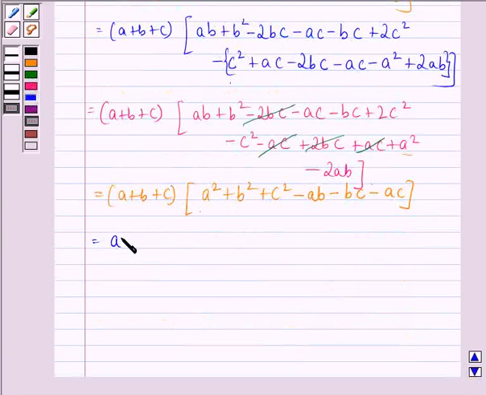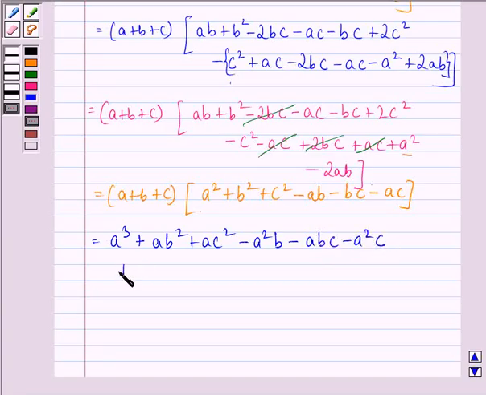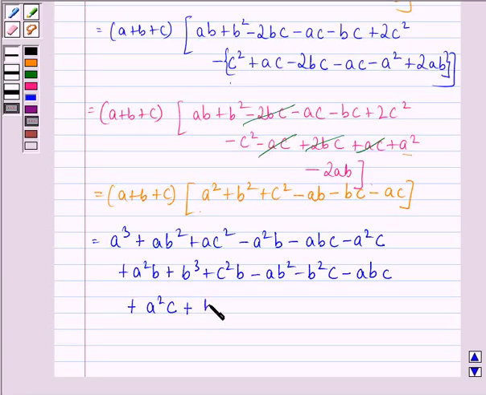This is equal to A cube plus AB square plus AC square minus A square B minus ABC minus A square C plus A square B plus B cube plus C square B minus AB square minus B square C minus ABC plus A square C plus B square C plus C cube minus ABC minus BC square minus AC square.